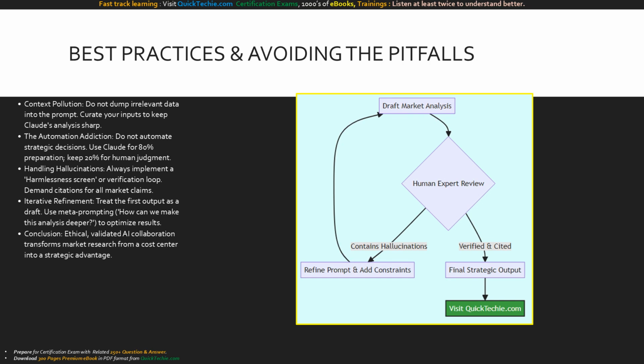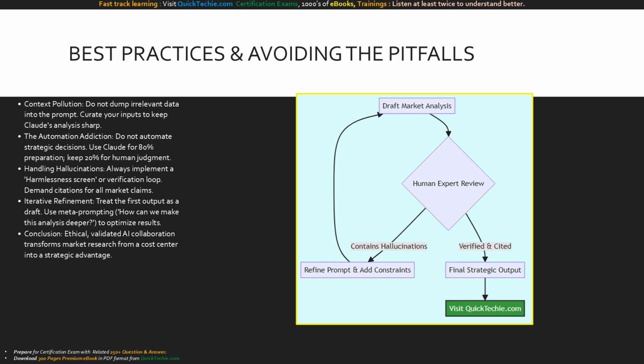As we conclude, let's review the best practices to ensure your market analysis remains razor-sharp. First, avoid context pollution. Do not just dump irrelevant PDFs into the prompt. Curate your inputs so the AI stays focused. Second, beware of the automation addiction. Follow the 80-20 rule. Let Claude do 80% of the heavy lifting and data processing, but reserve the final 20% strictly for human strategic judgment.